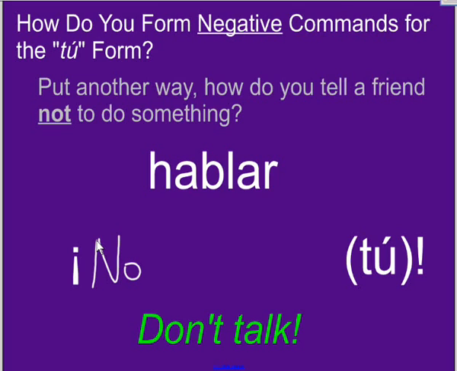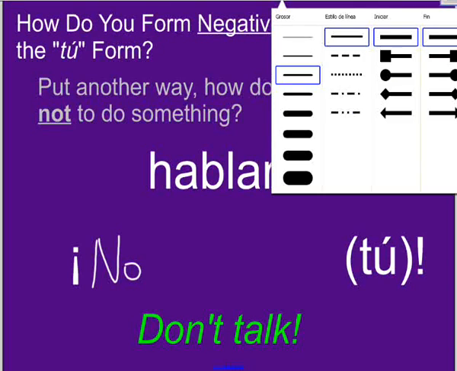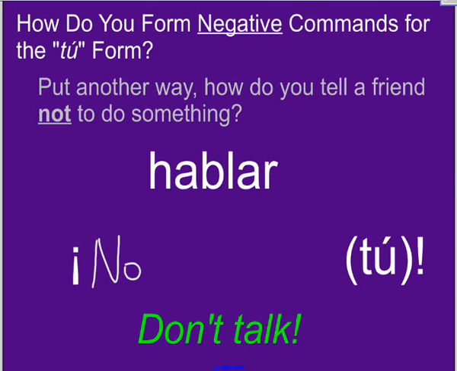The second step is to, like we do in other conjugations, take off the last two letters of the infinitive. We're left with the stem.